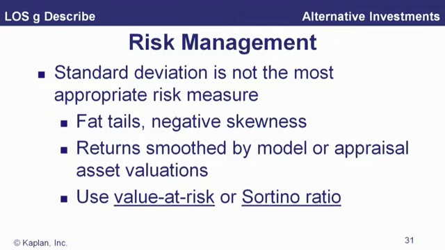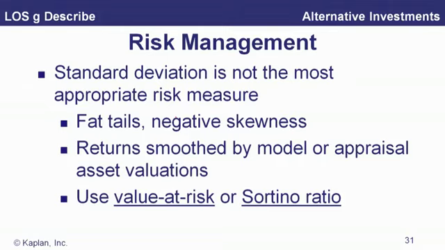Well, what about risk management in these alternative investments? Well, at least in a good number of them, standard deviation is not the most appropriate risk measure. We may have return distributions that are leptokurtic. They've got fat tails. We may have them with negative skewness. Negative skewness means there are a number of events with relatively low probability but that are extremely negative. So a skewed distribution. Those are two reasons that standard deviation is not the most appropriate risk measure.